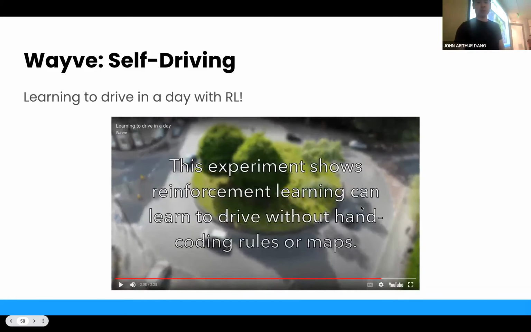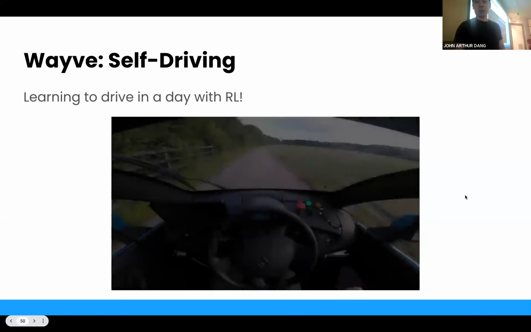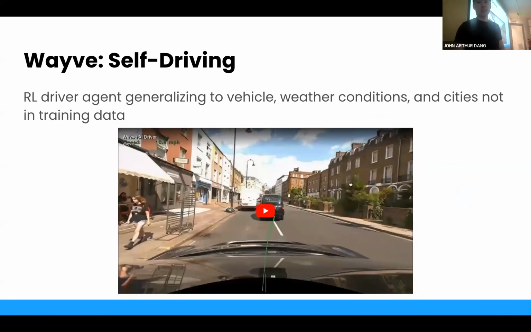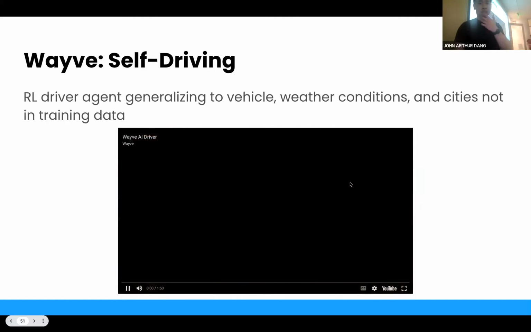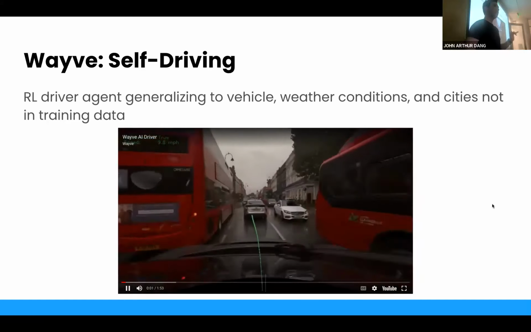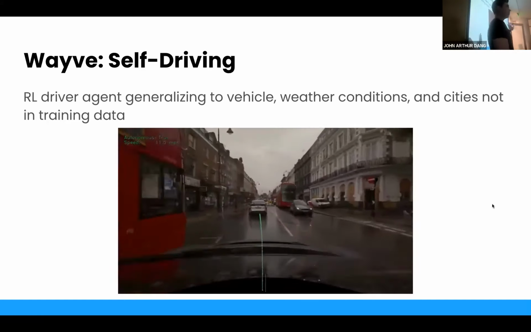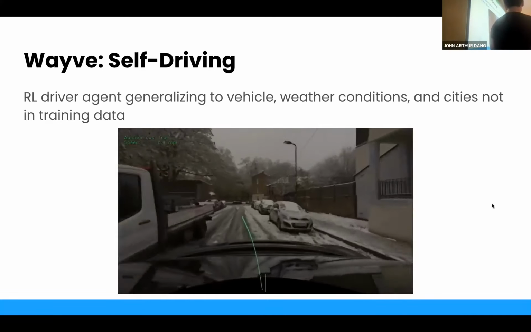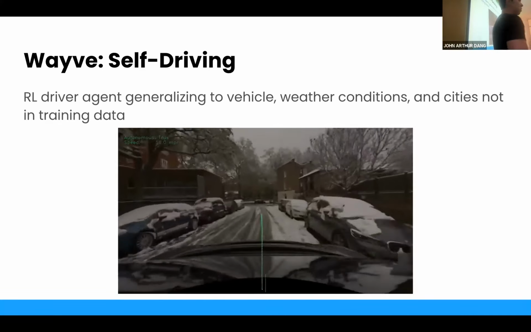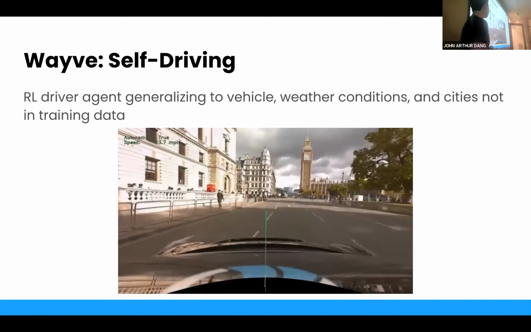Okay, so now a more recent example of the progress they've made. This is just this past year. They're driving on real roads in the UK and generalizing to different cities that they haven't trained on before, which is pretty impressive. And a lot of pretty challenging scenarios as well.